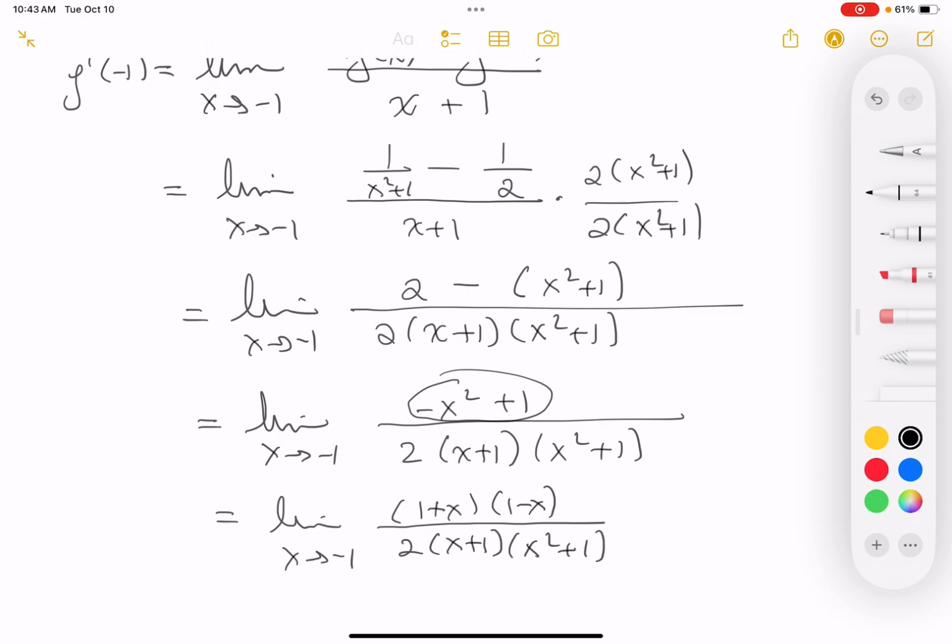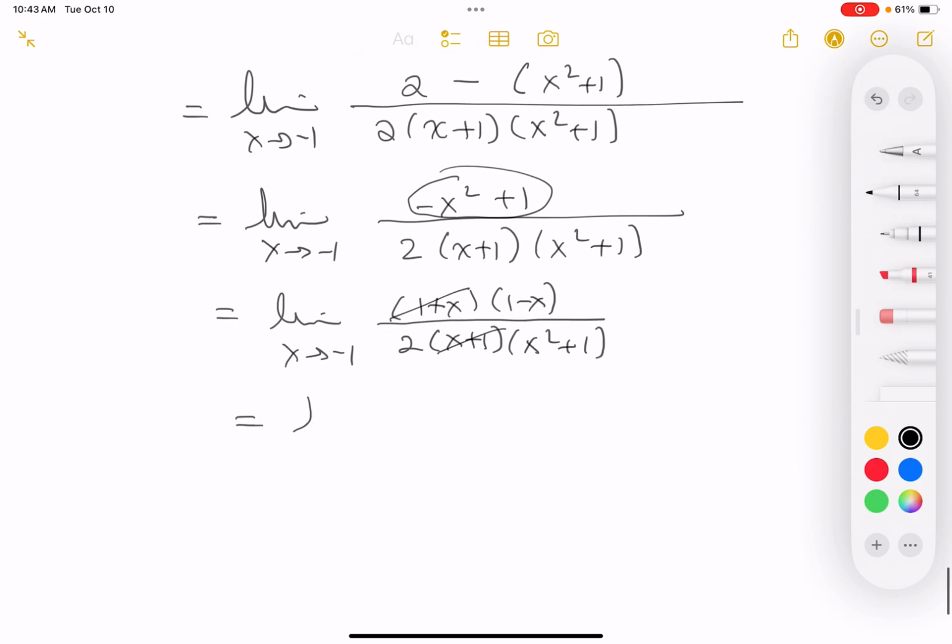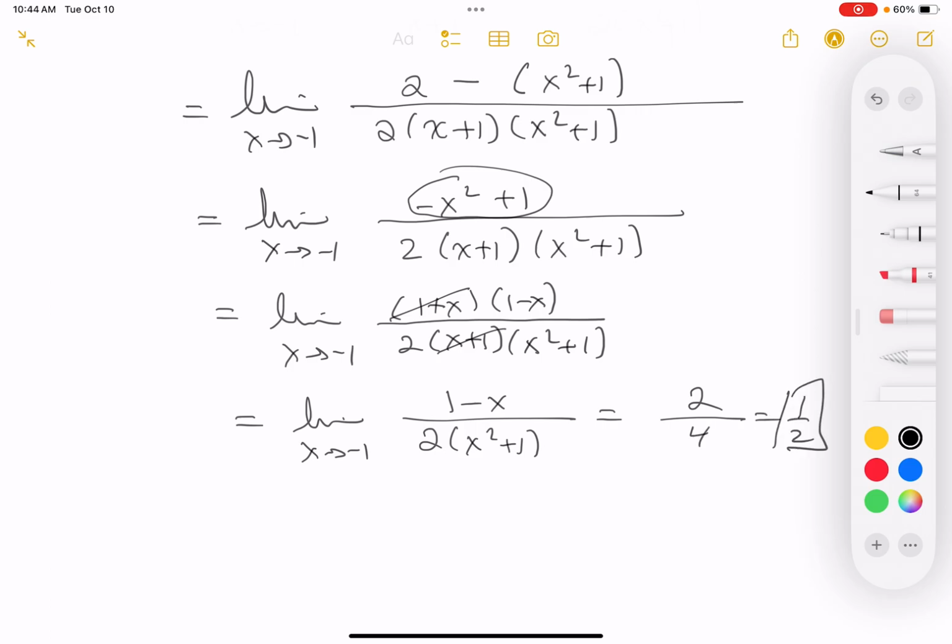All right? What do you know? X goes towards minus 1, so x plus 1 is not 0. And by the way, they're commutative. 1 plus x and x plus 1 are identical. So these cancel off, and let's write that down. The limit as x goes to minus 1, you get 1 minus x on top. On the bottom, you get 2 times the quantity x squared plus 1. Limit laws come in. What's the limit on top? 2. What's the limit on the bottom? It's going to be 2 times 2, which is 4. So you get 1 over 2. All right? So I think we just finished problem 10.